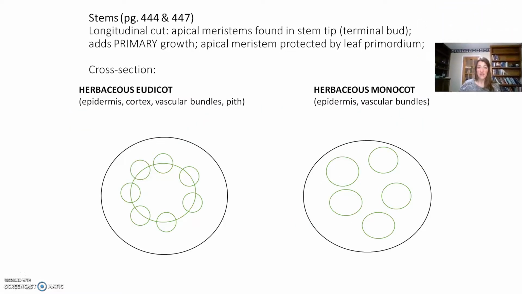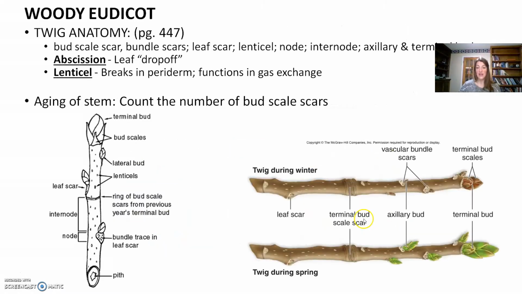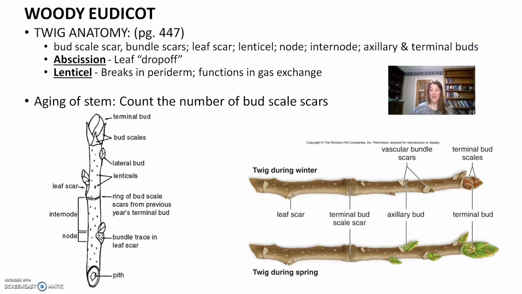And stems, let's check this out, okay? This is a longitudinal cut. The apical meristem is found in the stem tip, the terminal bud, and has primary growth. Here, we're going to look at the cross-section. So as you can see, the xylem and phloem, this is in the eudicot: vascular bundles, the epidermis, cortex, pith. On the monocot side, you have your scattered vascular bundles, and then epidermis and pith.